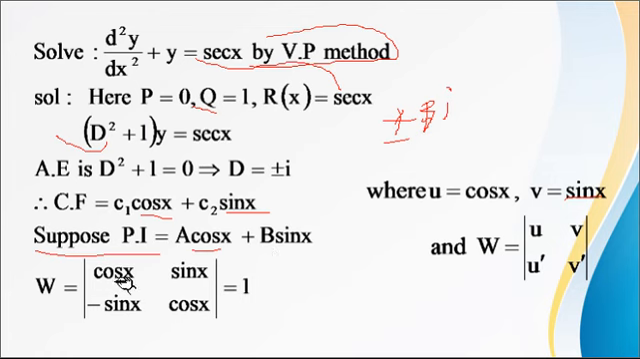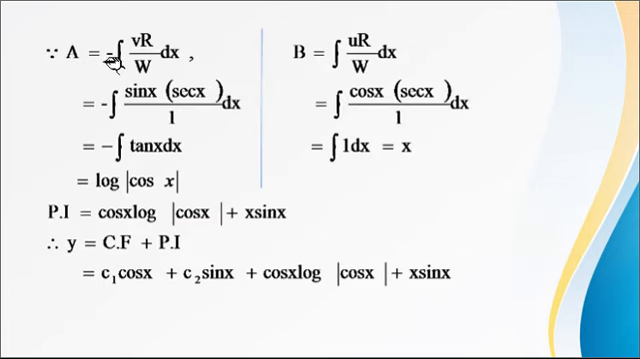So cos into cos square minus of minus sin square. So cos square plus sin square is, we will get 1. Now find a. So a equal to minus integral vr upon w into dx. So v value is sin x and r value is sec x upon w is 1. So write down this is 1 upon cos. So sin into 1 upon cos is sin by cos, that is tan x. Integral of minus integral tan x is log mod cos x.